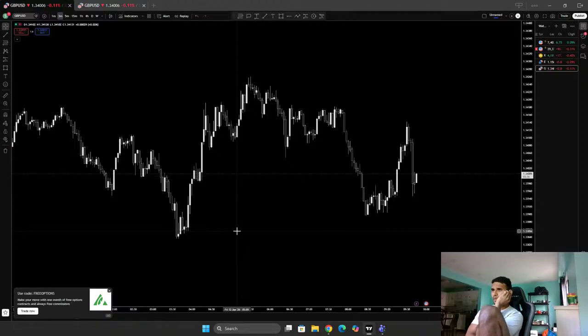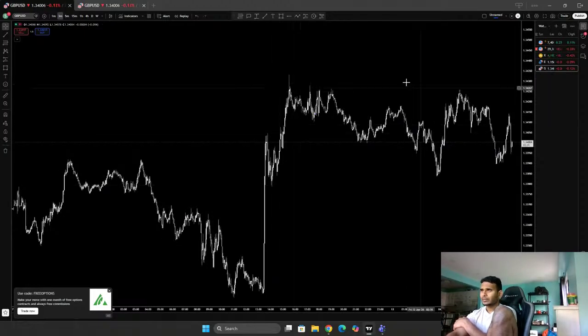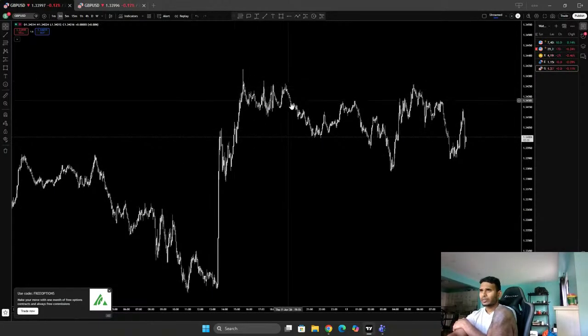I'm not sure, man. I don't know. It's kind of consolidating, right? You can clearly see that, right? From this low to this high, price just consolidates. Price just consolidates, drops to this low, then gets back again.